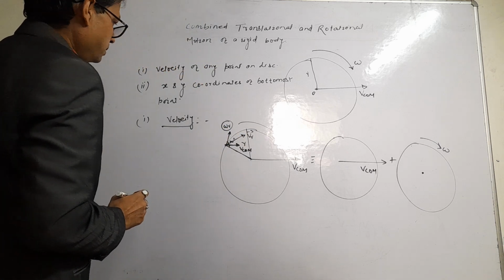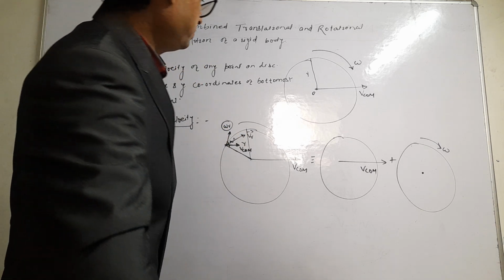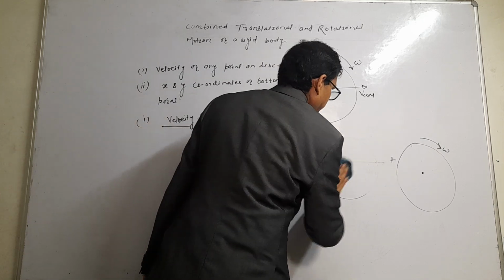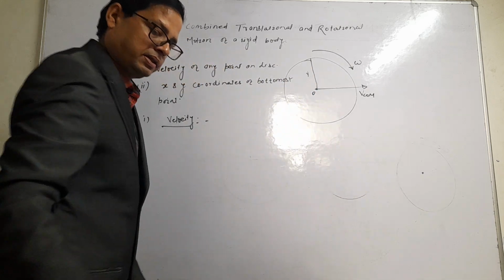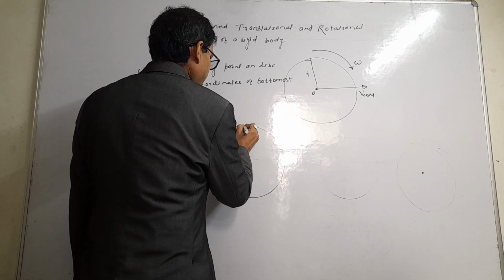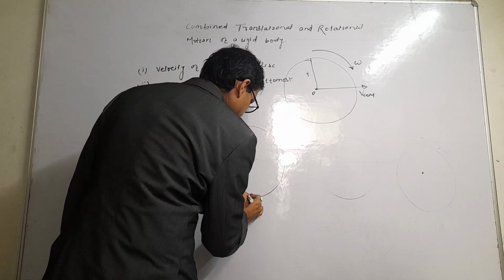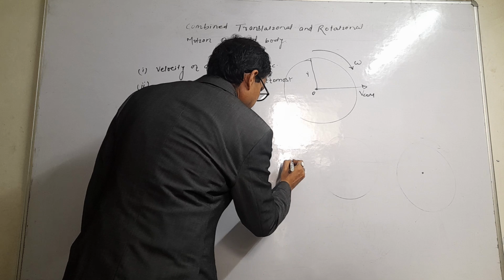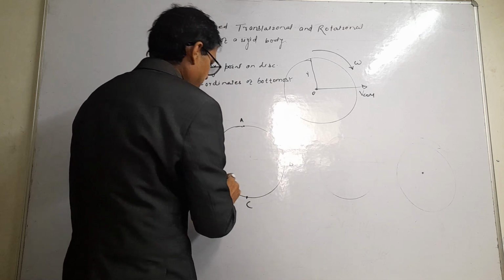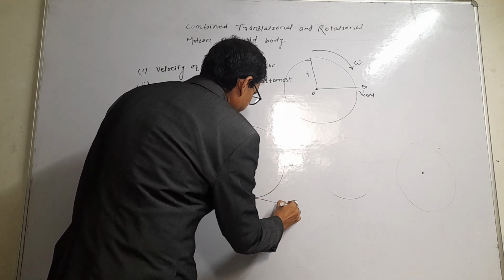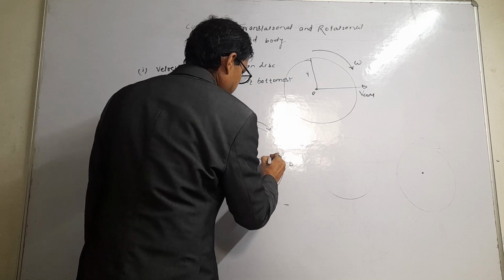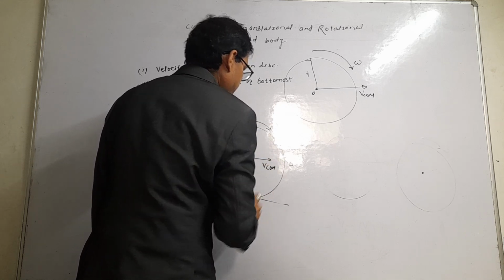Now suppose we mark 4 different points and we want to find the velocity at these different points on the disk. So we are taking 4 standard points. One is, say, A, another is this point B, this is point C, and this point is D. And this disk is rotating with angular speed omega, and its translational speed of the center of mass is v center of mass.